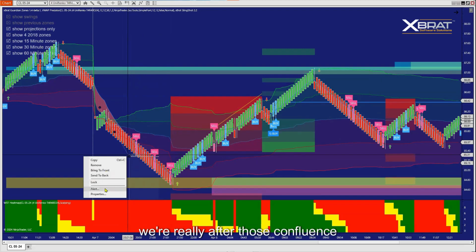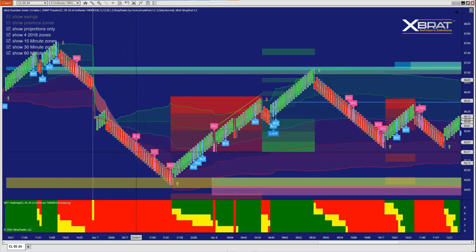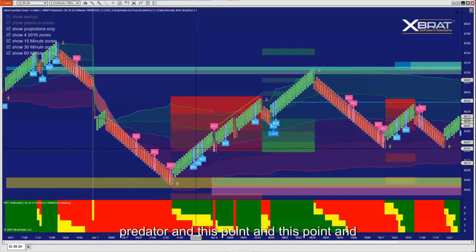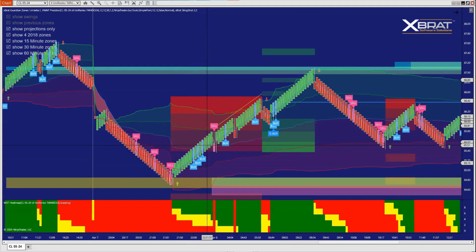We're really after those confluence. So then we bounce back up. We get a buy signal at this point here on the VWAP Predator, and this point, and this point, and this point, but we don't get the confirmation. We ignore it. We allow things to happen.